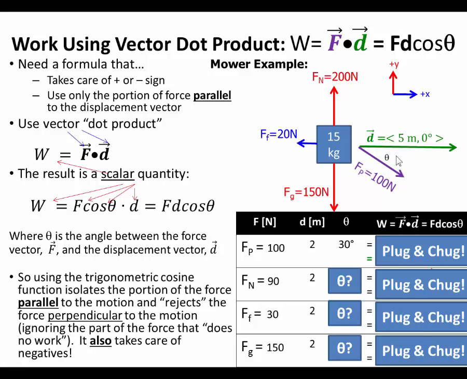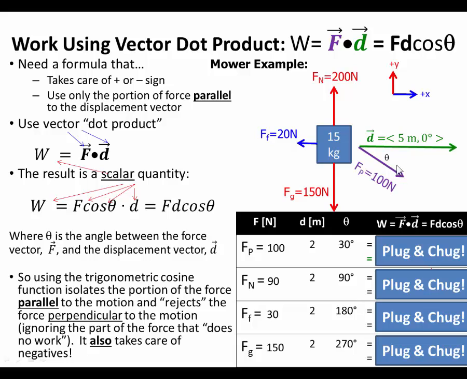Let's just go through our other angles here. What's the angle between our normal force and the displacement? Well, I'm going to use the displacement as a starting point, and I'll move over this way. So from here over to here is 90 degrees. And for my displacement over to my frictional vector, I go from here over to here, which is 180 degrees. And for my gravitational force, I start from the displacement all the way around counterclockwise to my 150 Newton vector, and that is 270 degrees.